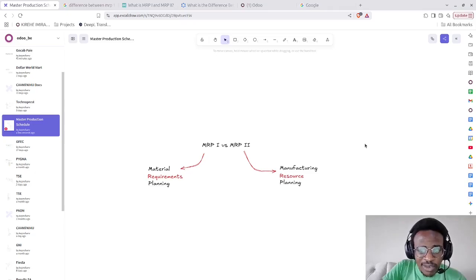So we'll be discussing MRP1 and MRP2. That's basically the first principles of it, and then see how to do it in Odoo, your ERP software. So let's go into the definition first of all.